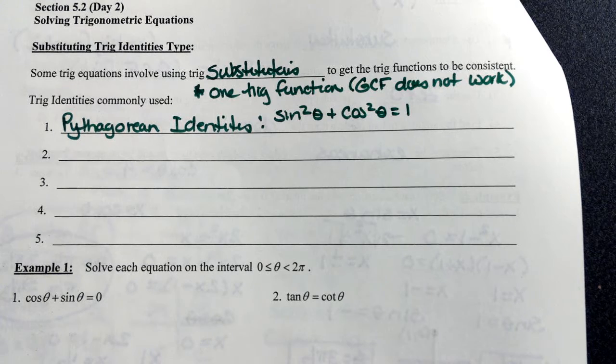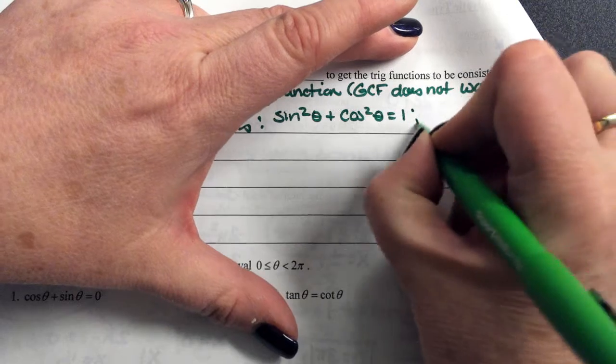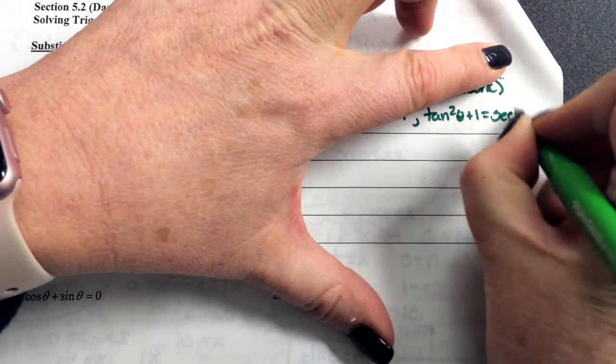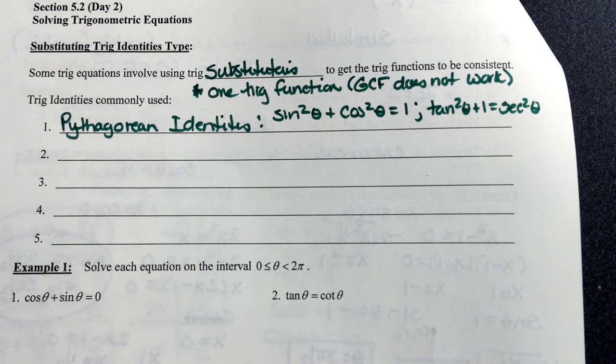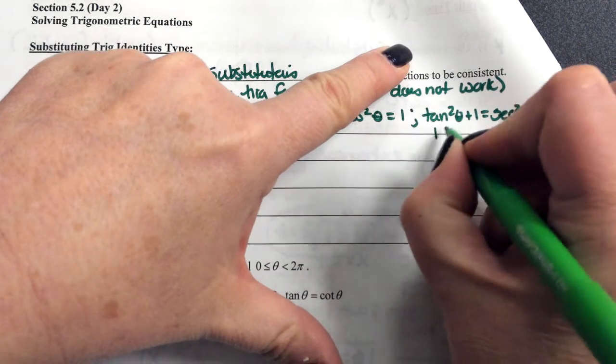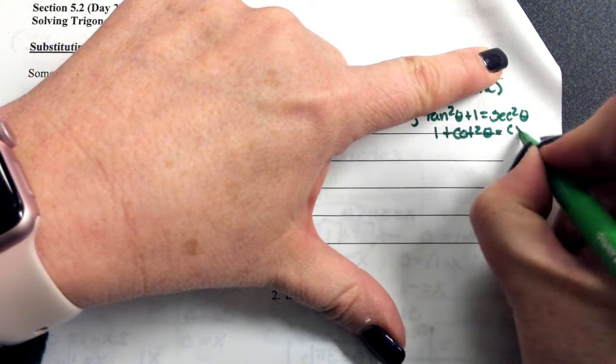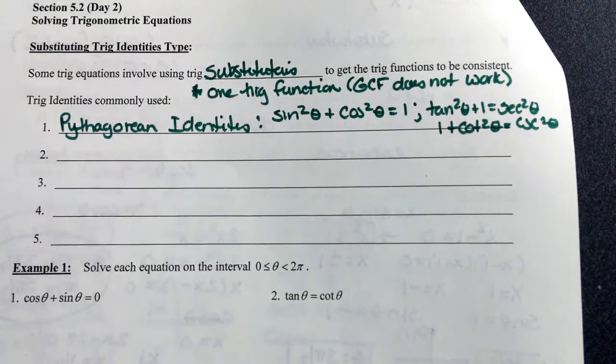Remember, you also have those other variations. You also have the tangent squared plus 1 equals secant squared. And then you have 1 plus cotangent squared theta is equal to cosecant squared theta. So we do use those Pythagorean identities quite a bit when we are solving these trig equations.